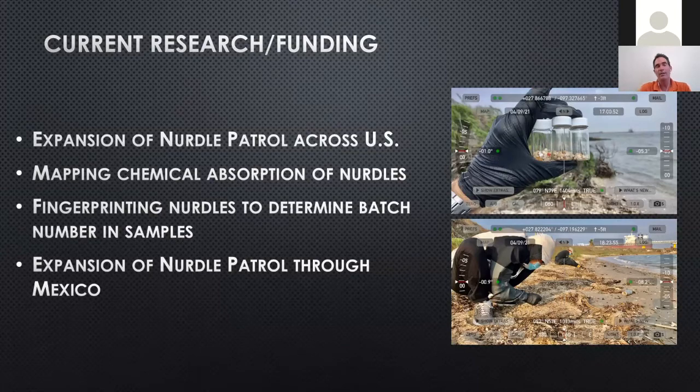So say you go out and you're on the Mississippi River and you collect 50 nurdles, which is totally possible. 50 nurdles, how many of those were from one spill? Or were they from 50 different spills? So there's some big regulatory actions here.